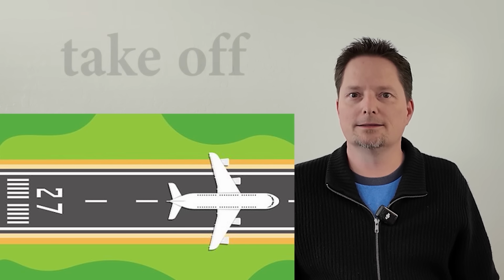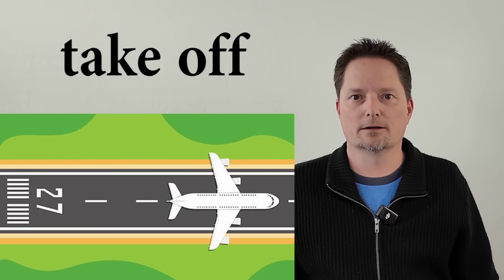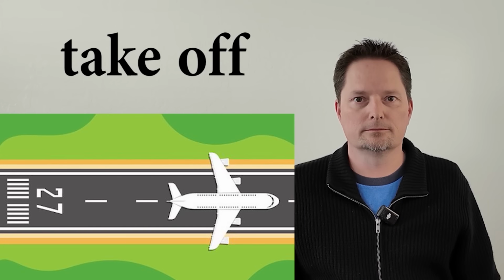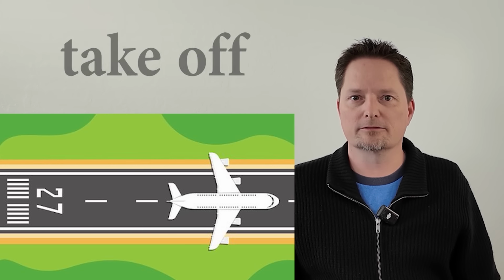And now the plane is on the runway, and it's ready to take off. We have a phrasal verb here. Take off is the verb where the plane leaves the ground. So now the plane is going to take off. And do you remember where the plane is? The plane is on the runway. So the plane is on the runway and it's ready to take off.